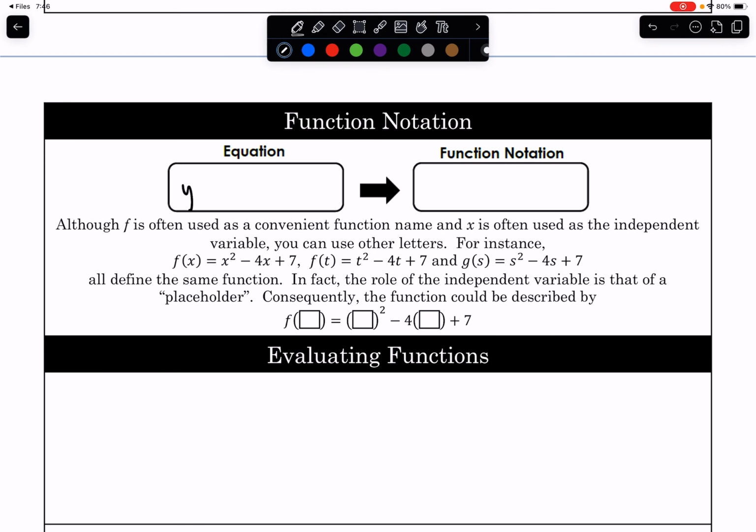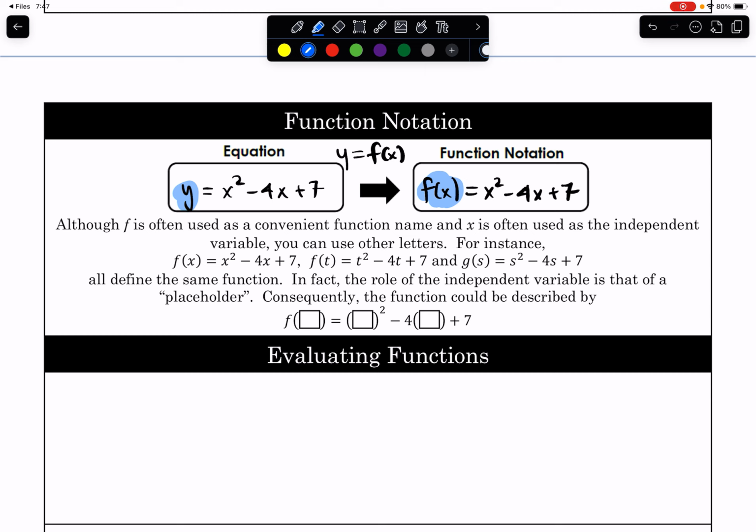Like if I have the equation y is equal to x squared minus 4x plus 7, this is an example of a relation that's classified as a function. The notation that we normally use is f of x instead of y, where f of x is equal to x squared minus 4x plus 7. So we use this notation in order to classify and say that we have a function x squared minus 4x plus 7.